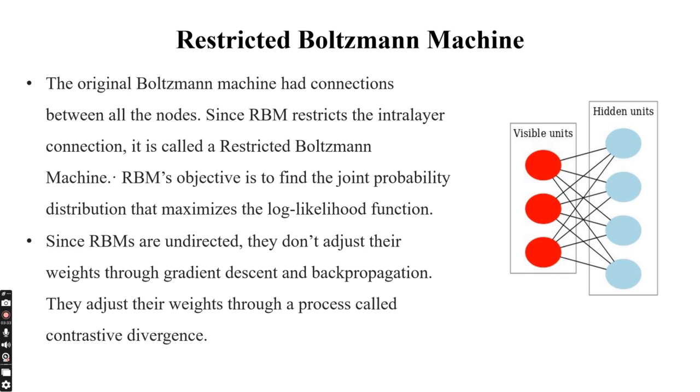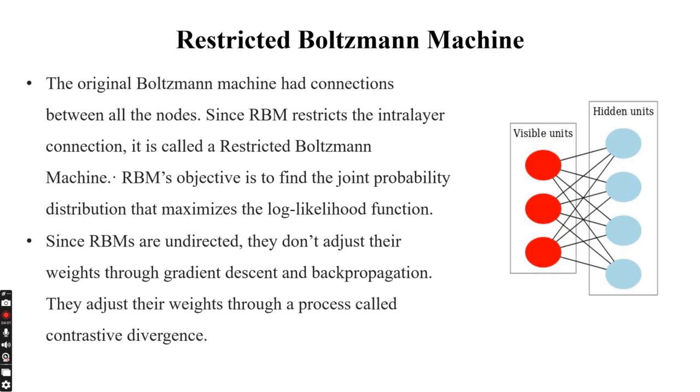Since RBMs are undirected, they don't adjust their weights through gradient descent and backpropagation. Yes, the RBM is already an undirected graph. They adjust their weights through a process called contrastive divergence. They won't use the backpropagation technique. Now, RBMs use only contrastive divergence.